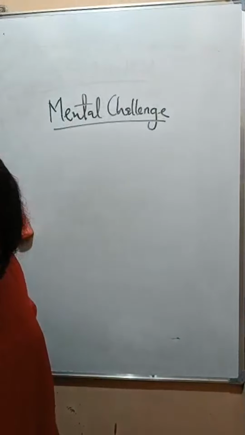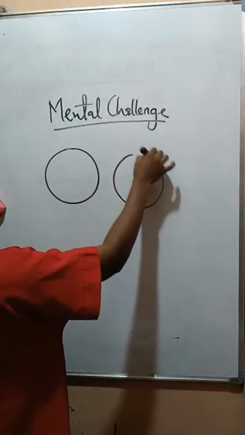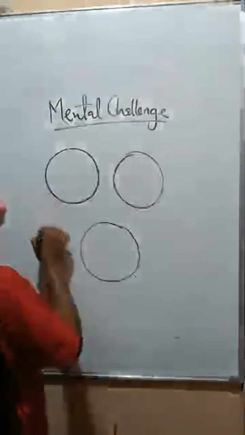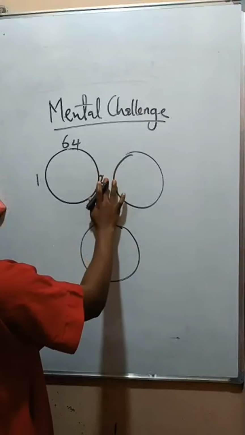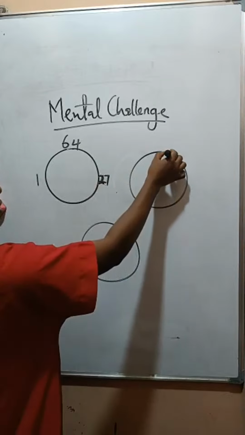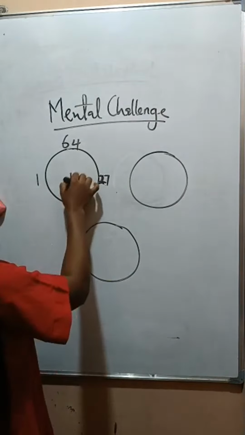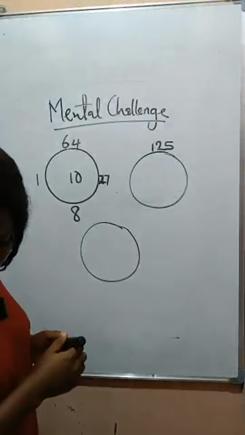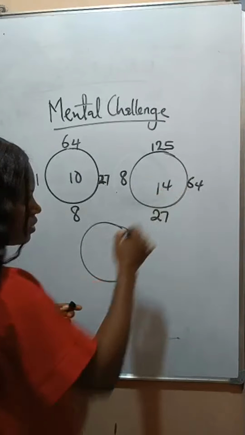Okay, now the next one is this. We have this circle, we have another one, and we have the third one. So we have 1, we have 64, we have 27. Okay, so we have 8 here, and in the middle we have 10. So for this we have 125, we have 8, we have 64, we have 27, and we have 14 in the middle.